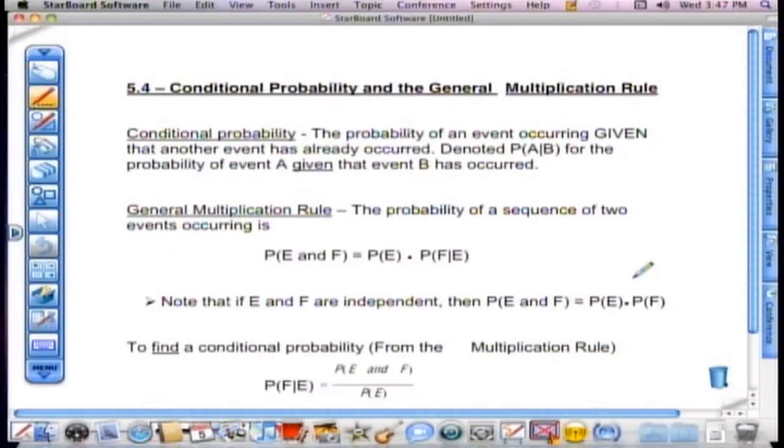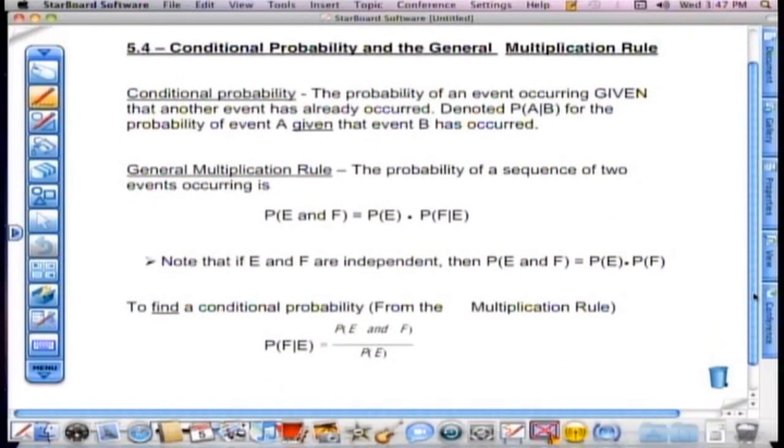Okay, 5.4. In 5.4, we talk about the general multiplication rule, which is for when the outcomes are not independent. A conditional probability is the probability of an event occurring given that another event has occurred. So it's denoted like this: the probability of A occurring given that B has already occurred. That vertical line means given or such that.